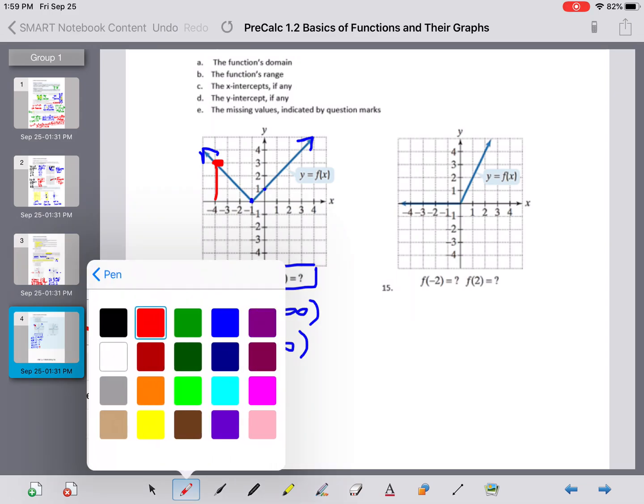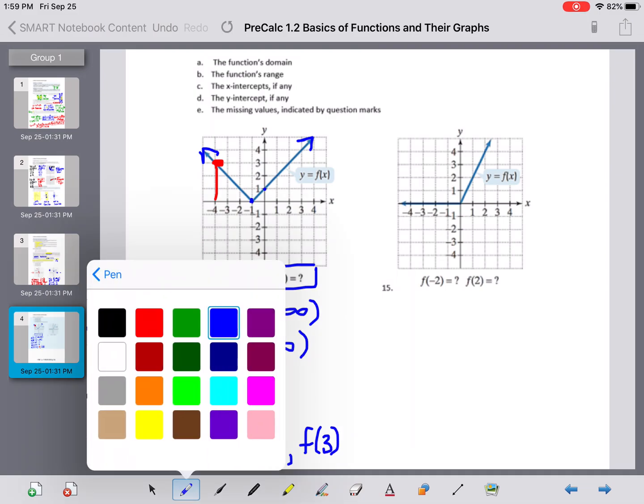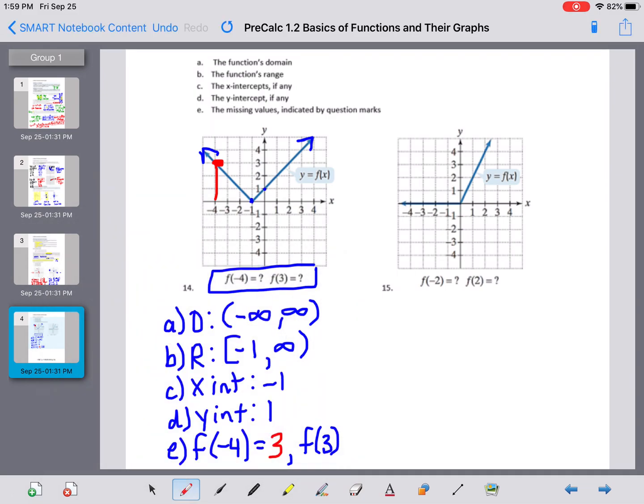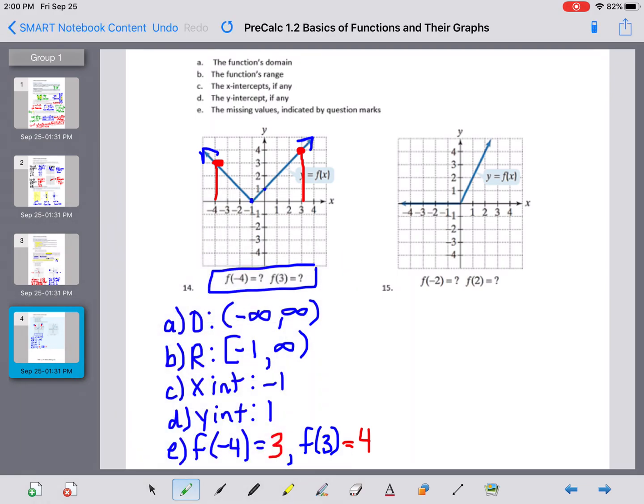Then when I go to write my second one, I have f of 3. So again, f of 3, the 3 is my x value. So I go over where x equals 3, and I come to the graph until I find my y value. And if I look up there, it looks like that's going to equal 4. Okay, so same idea. Let's do it again over here.